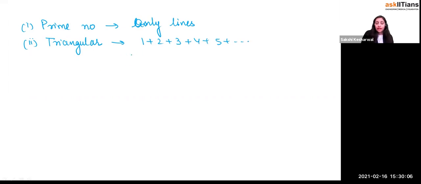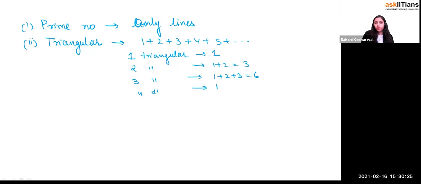So first triangular will be what? Triangular will be 1, right? Second triangular will be what, beta? It will be 1 plus 2, which is equal to 3. Third triangular you will be getting what? 1 plus 2 plus 3, which is equal to 6. Fourth triangular you will be getting what, beta? 1 plus 2 plus 3 plus 4. So you have to just add it up. How much is it equal to, beta? This is equal to 10. This is how you'll keep on going, and so on, right?